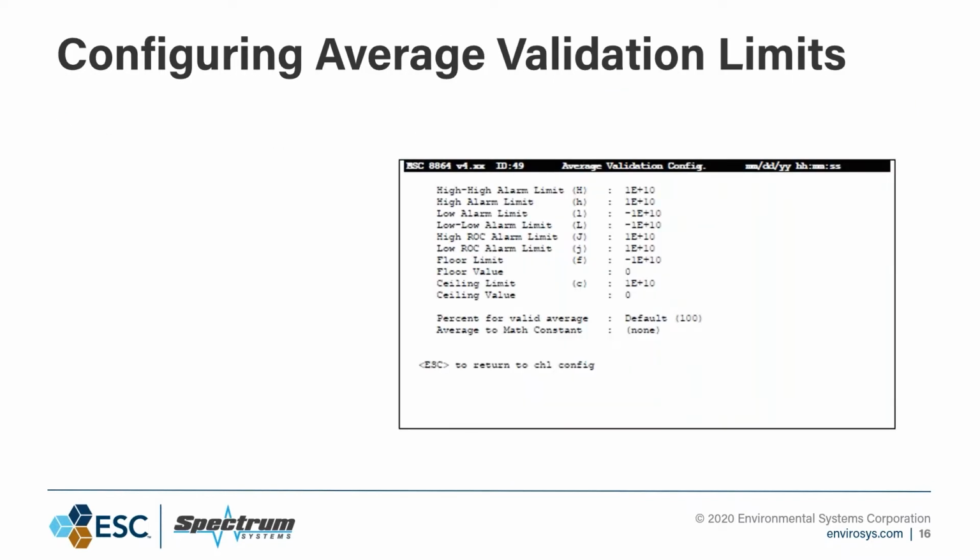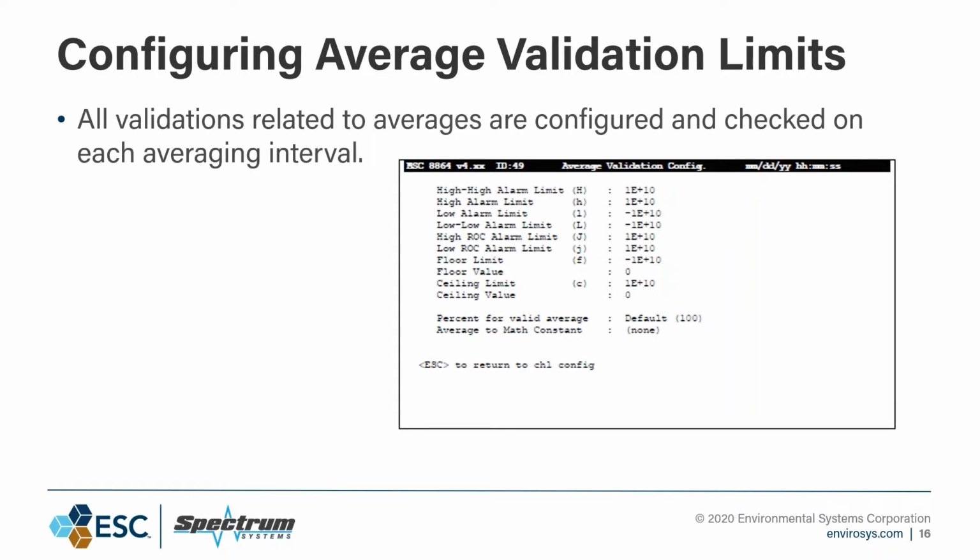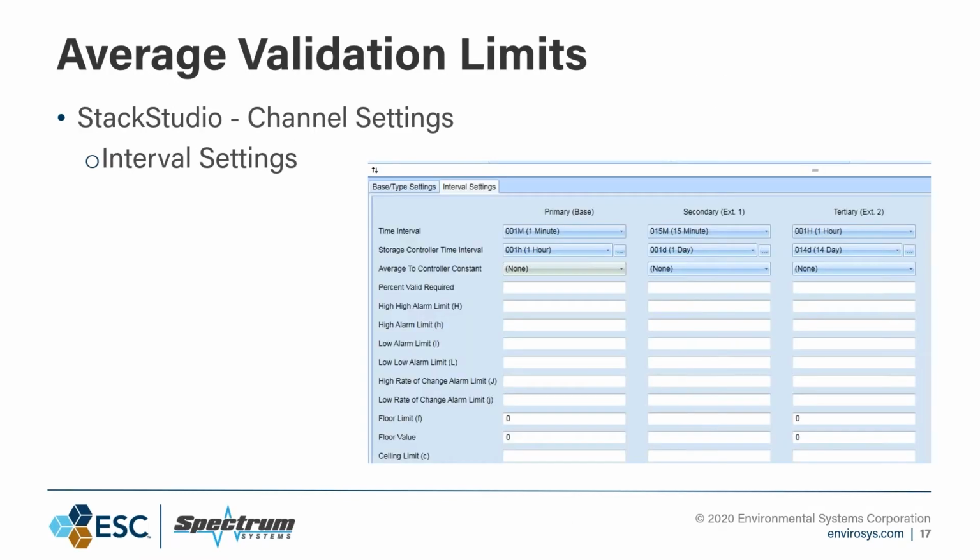Configuring average validation limits. All validations related to averages are configured and checked on each interval. This is your H, your L, rate of change, your C, and the F, lower floor limit and ceiling limit. This is your channel settings in Stack Studio. That would be configured here on the base average, extended 1 and 2.